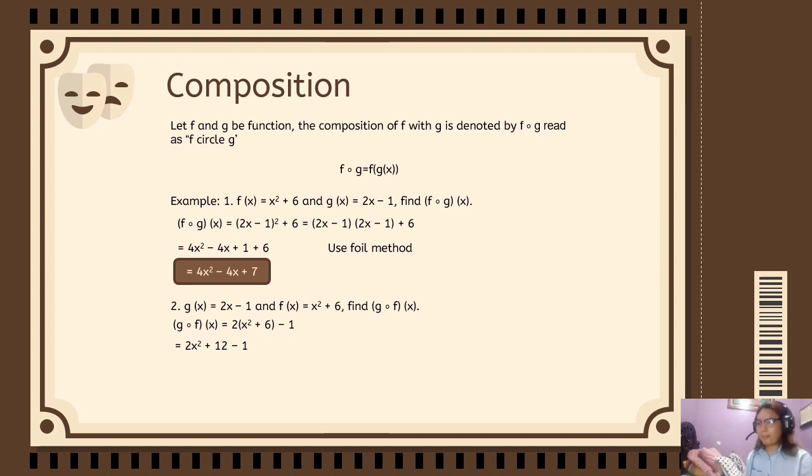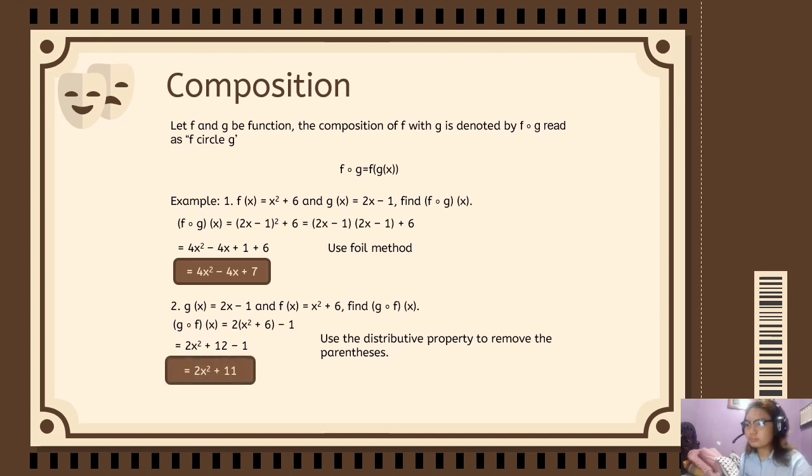So, ito na. I-times na natin. 2 times x squared is equal to 2x squared plus 2 times 6 is equal to 12 minus 1. Therefore, use the distributive property to remove the parentheses. Ito na yung magiging sagot niya. 12 minus 1 is equal to 11. I-bring down na natin 2x squared. Ayan na yung final answer: 2x squared plus 11.